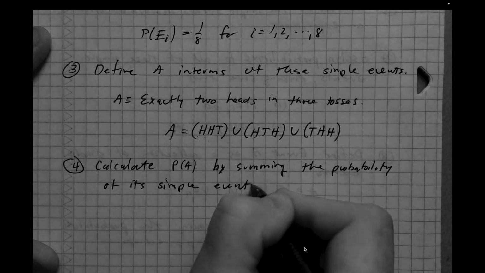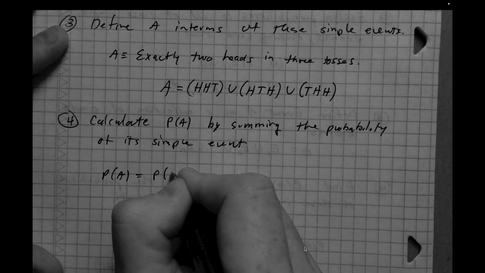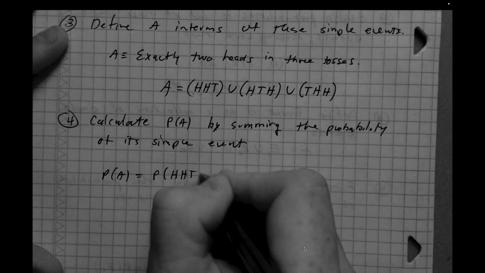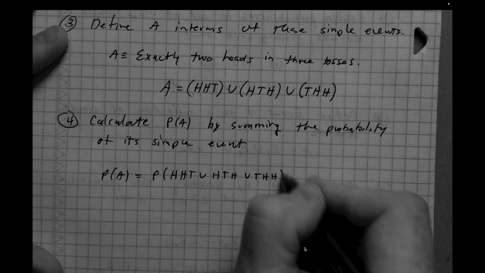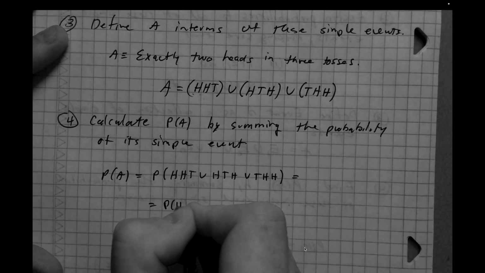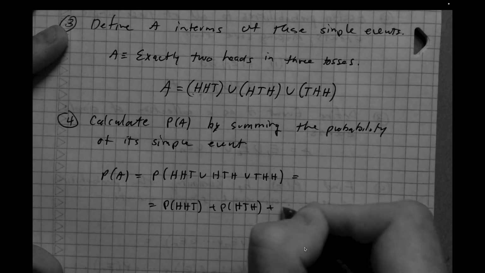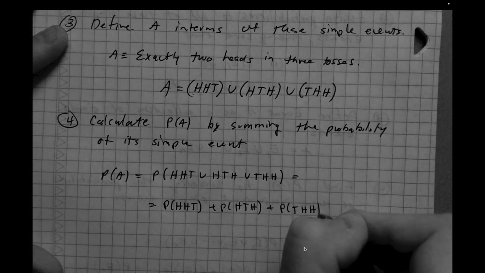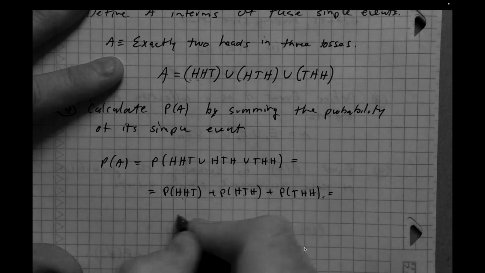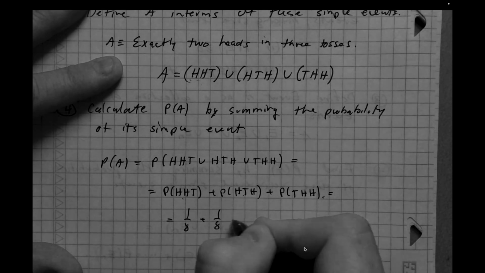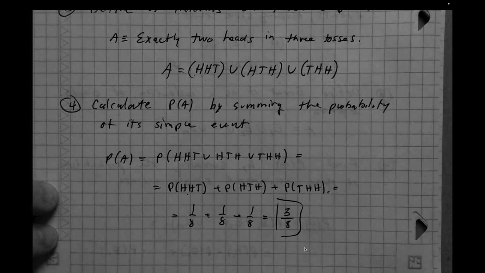Okay. So what that means is that the probability of A is equal to the probability of HHT or HTH or THH, which is equal to the probability of HHT plus the probability of HTH plus the probability of THH. Okay, and then we saw up above that these are all 1/8, 1/8, 1/8. So this would be 1/8 plus 1/8 plus 1/8, 3/8. Okay. All right, very good.